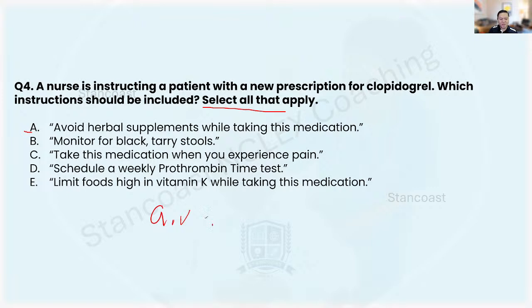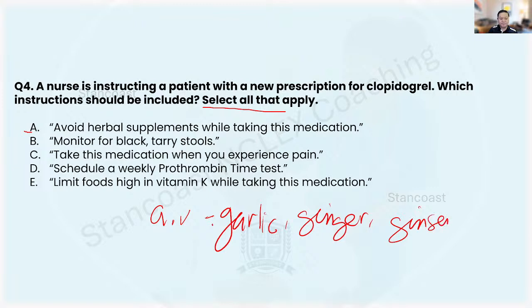So what are these possible herbal supplements? It could be garlic. It could be ginger. It could be ginseng. Okay, please take note, guys. These are very common supplements that patients will be taking at home because these are actually going to cause some kind of thinning in their blood. These are going to increase the bleeding.